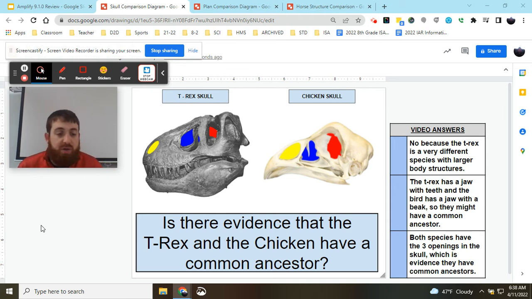So, looking at these two structures and what makes each of them unique, we have to decide whether or not they have a common ancestor. Now, we're going to go over the answers.